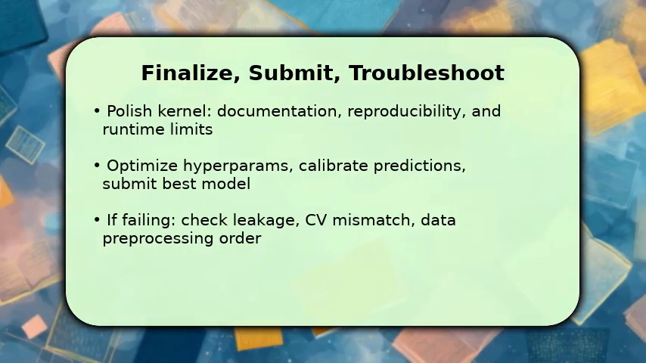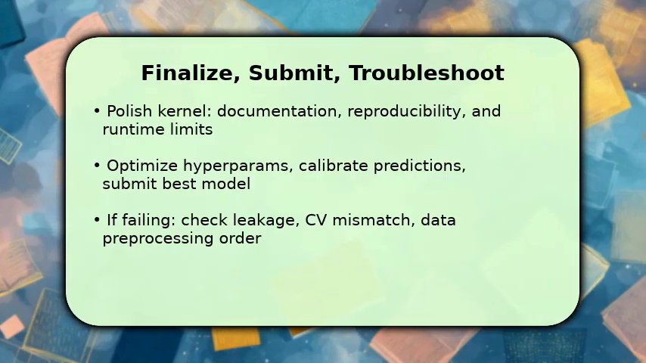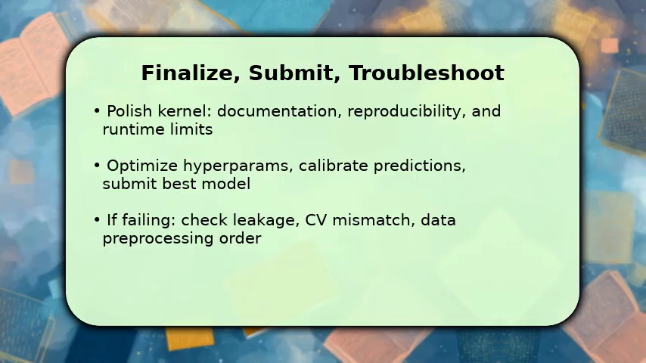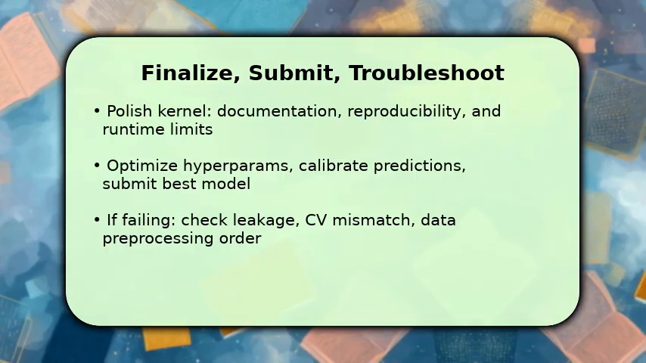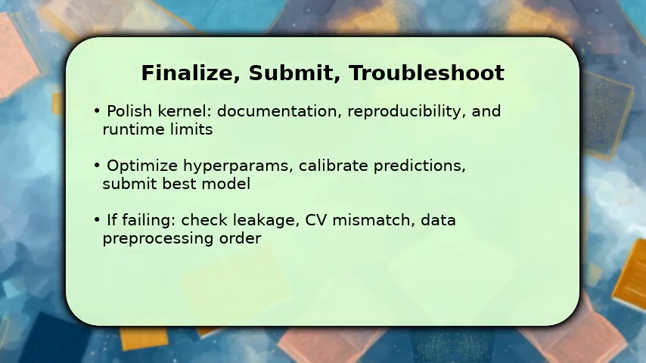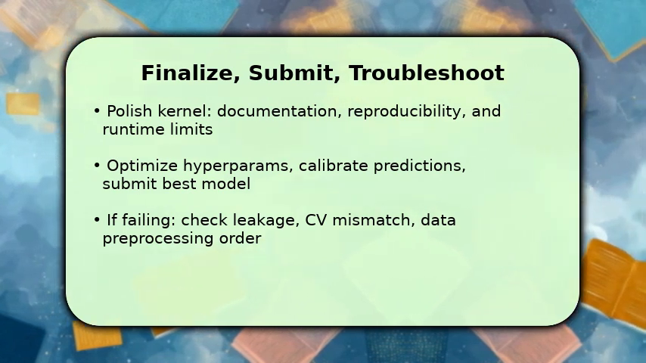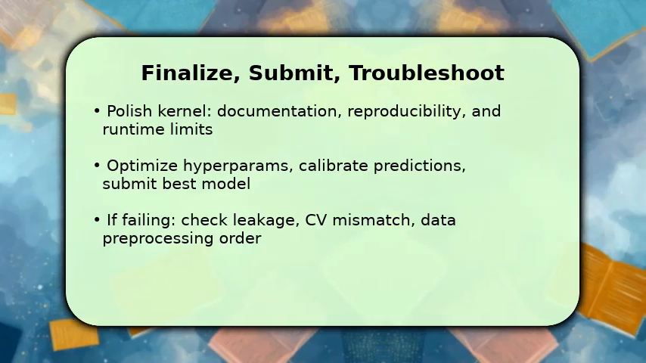If results diverge or performance collapses, inspect for data leakage, mismatched cross-validation vs leaderboard split, or incorrect preprocessing order. Those are the most common failure modes. Keep iterating and documenting. Learning from each submission is how you become an expert.